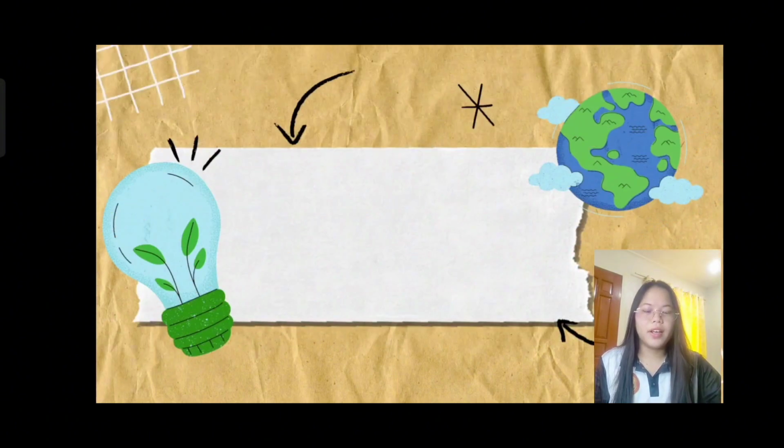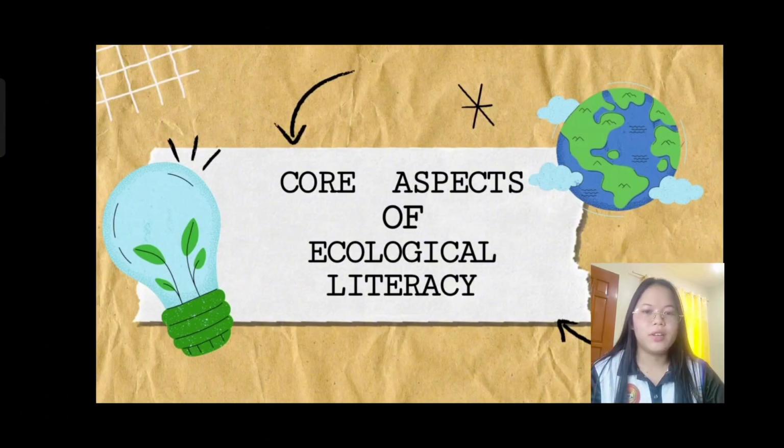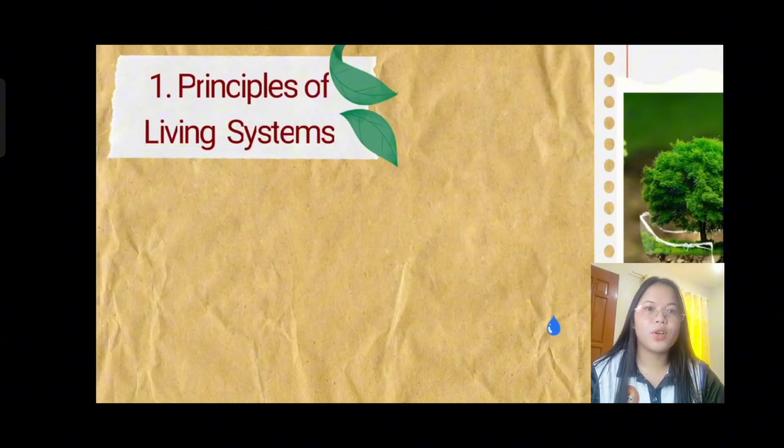So now, let us proceed to the core aspects of ecological literacy. These core aspects outline key concepts essential for understanding our relationship with the environment. So we will talk about 5 concepts or core aspects of ecological literacy to understand our relationship with the environment. So the first one is the principles of living systems. So what is this all about?